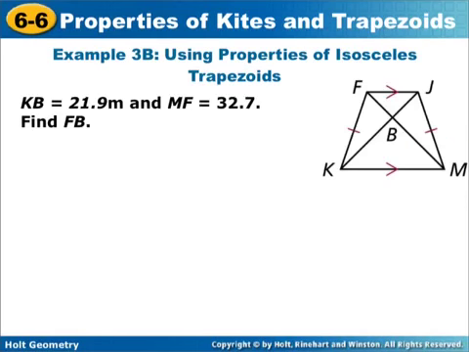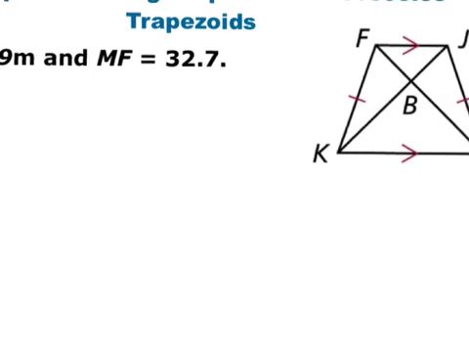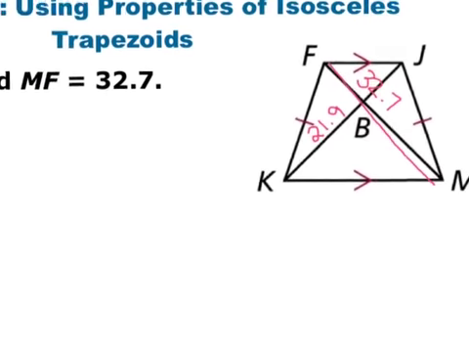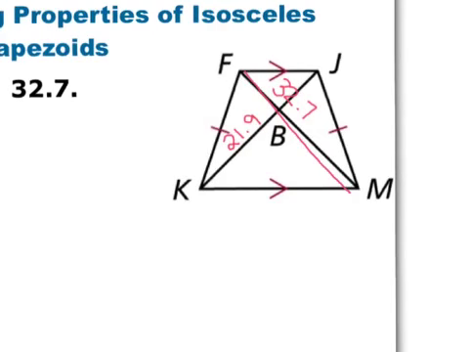Okay, KB is 21.9 and MF is 32.7. And of course, the first thing we are going to do is put these numbers on our picture. So KB is 21.9. And FM is 32.7. And I'm betting I'm finding JB. Oh, sorry, FB. I am finding this piece.